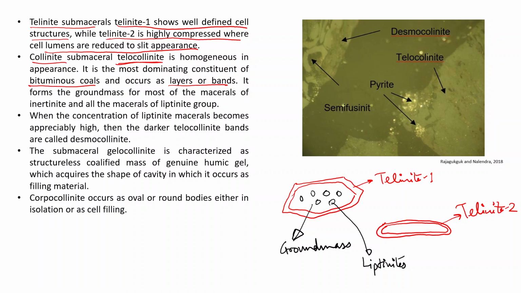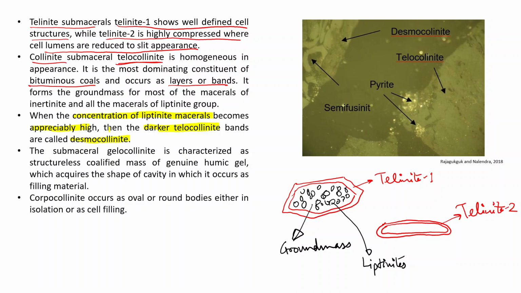Now, when the concentration of liptinite macerals becomes appreciably high, that is, in this ground mass, if these black or dark colored liptinites become very high in their abundance, then these bands become very dark. So earlier these bands were of telocolinite, but when the concentration of liptinite macerals becomes very high, then the darker telocolinite bands are called desmocolinite.